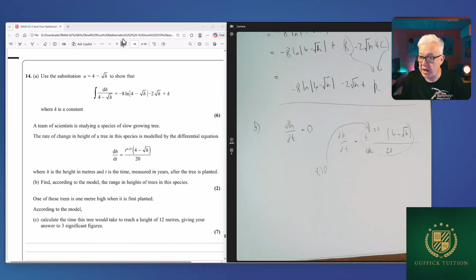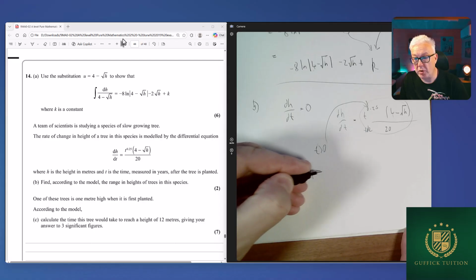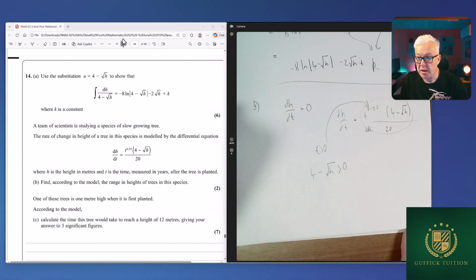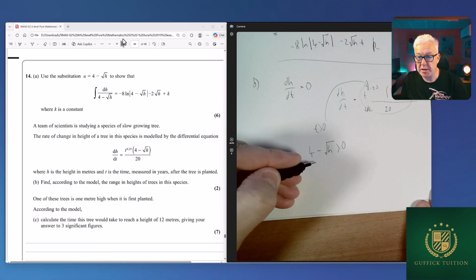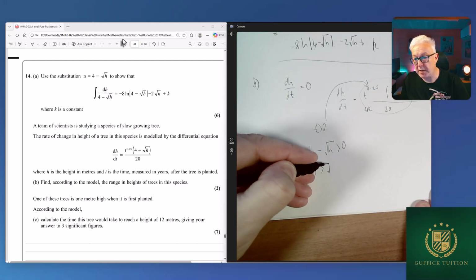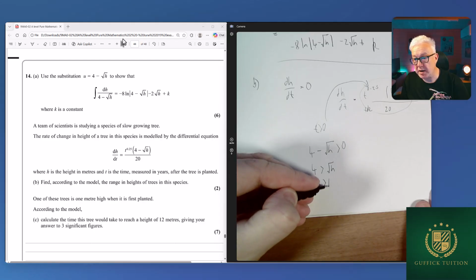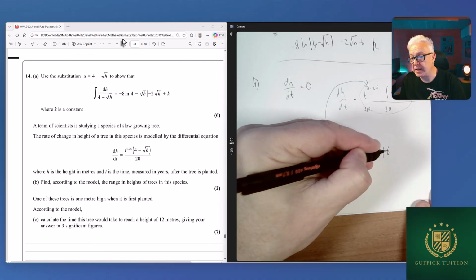Okay, so for the tree to be growing, we need this condition to be true. We need 4 minus root h to be greater than 0, because if that 4 minus root h is greater than 0, the tree will be growing. Okay, so let's just rearrange this then. So add root h over the other side. So 4 must be greater than root h. So 16 must be greater than h. So in other words, that means that the height has to be less than 16.